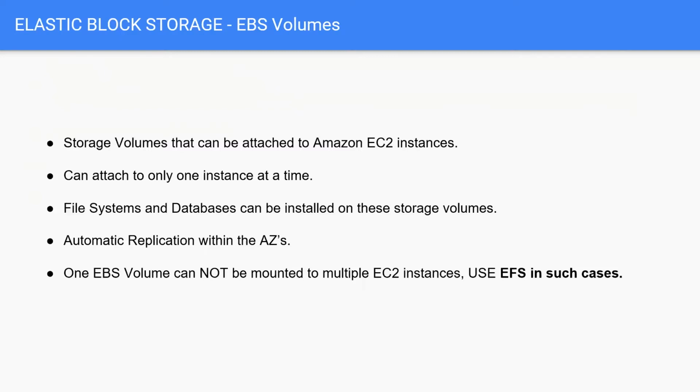So if you remember, when we talked about EC2 instance types, we said that instance type basically tells you what is the CPU capacity, what is the RAM capacity, what is the network capacity. But what about storage capacity? Now, storage capacity is provided by EBS volumes, which are attached to a particular EC2 instance.